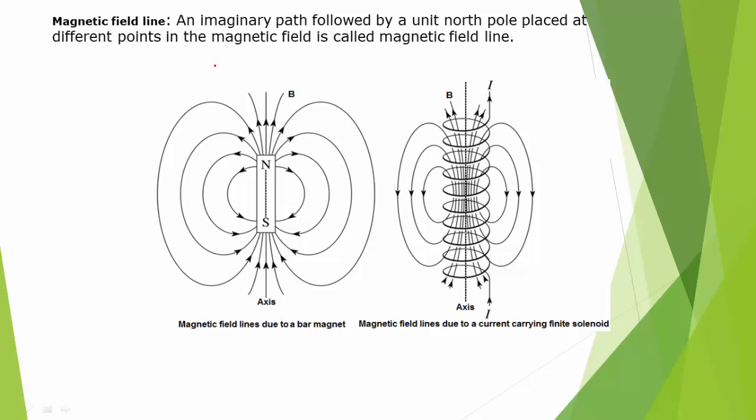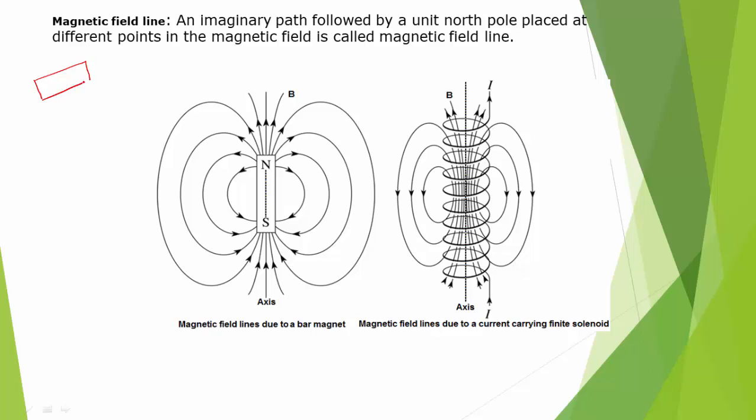In this class I am going to explain what is magnetic field and what is magnetic field line and the properties of magnetic field lines. Magnetic field means the region around the magnet is called magnetic field.